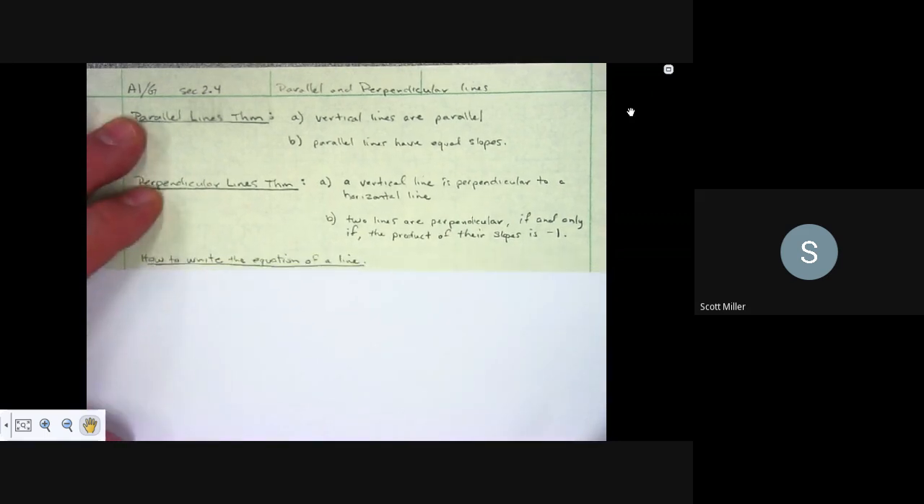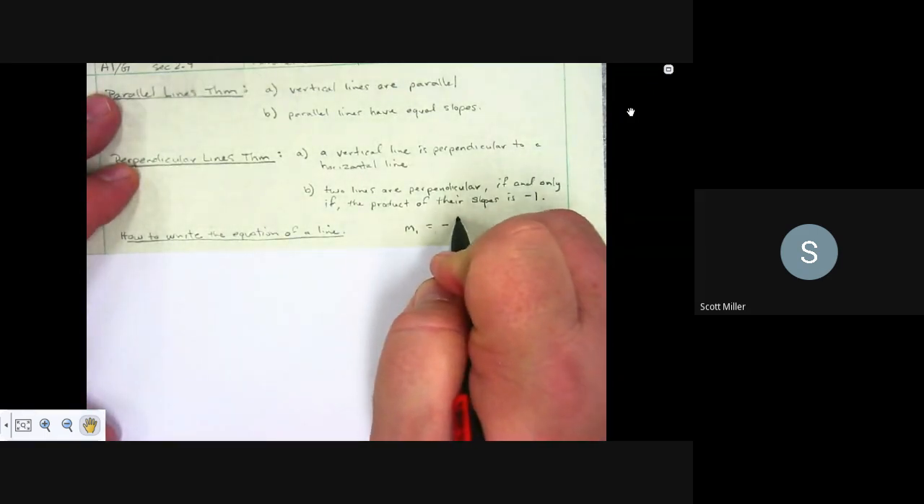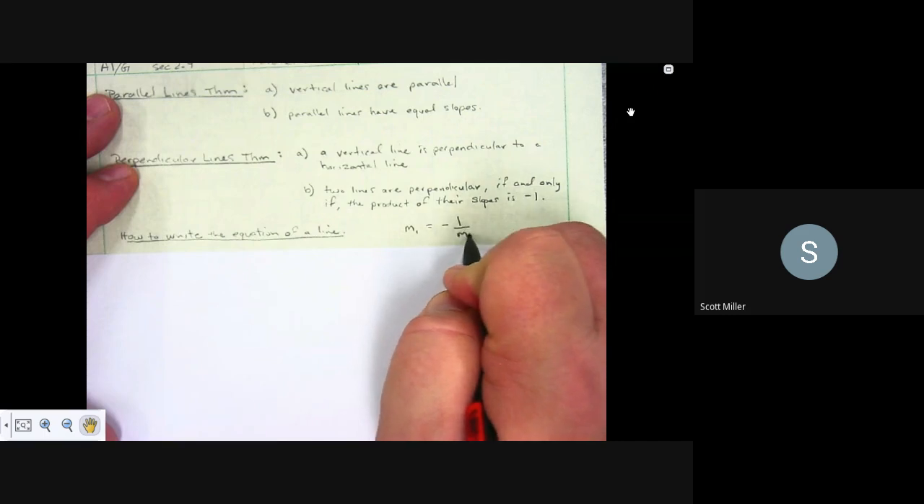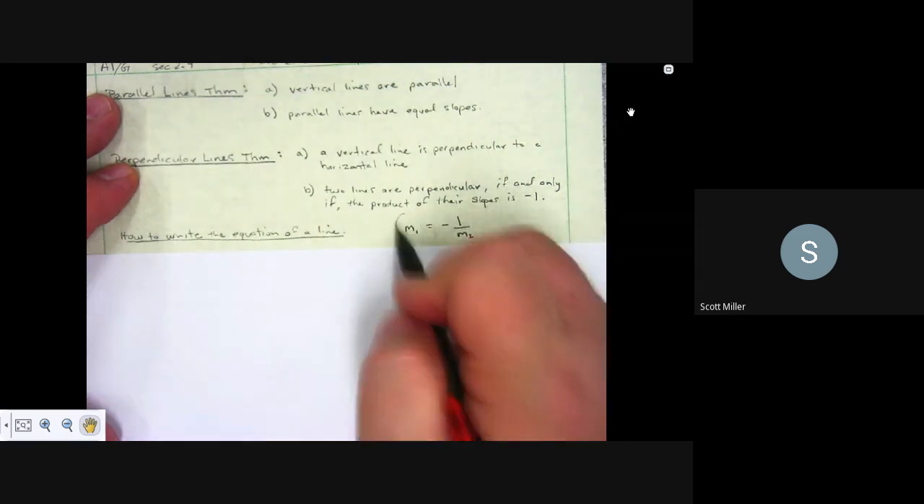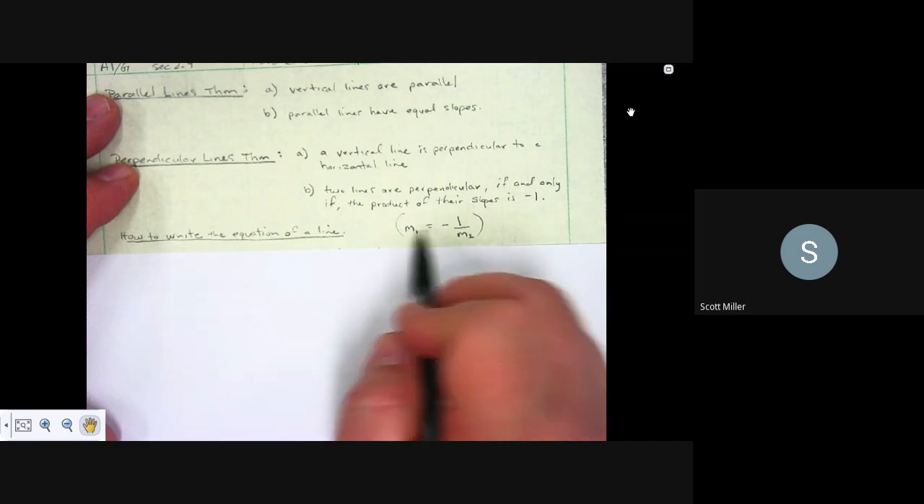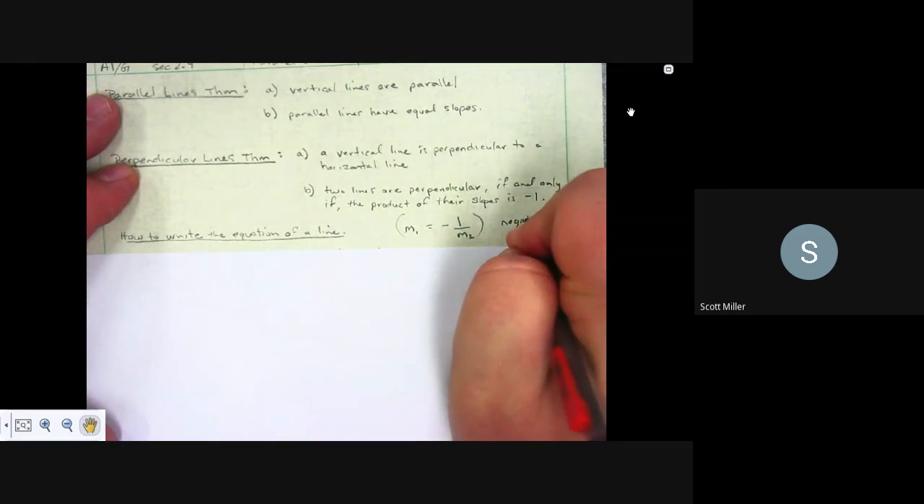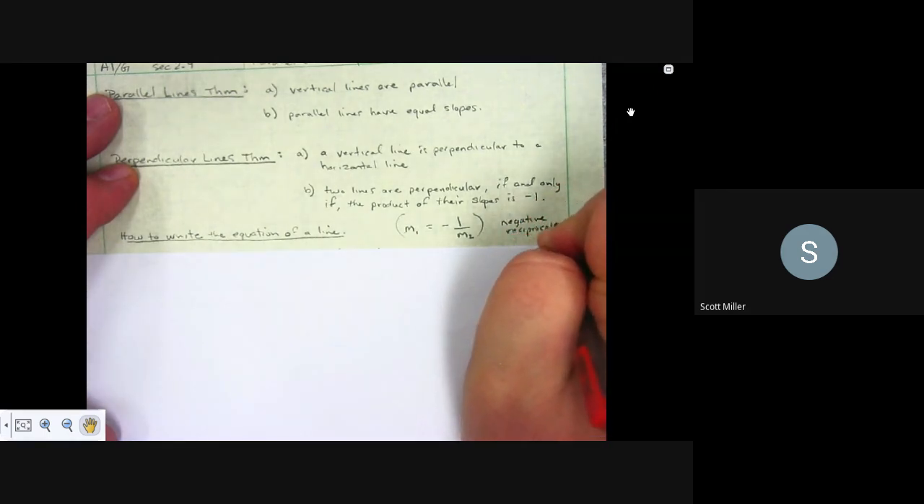So for example, you might have the slope of one line is the negative reciprocal of the other one. This is another way to look at it. If I multiply these two things together, I'll get -1. So it means the same thing. Negative reciprocals. So it depends on how you look at it.